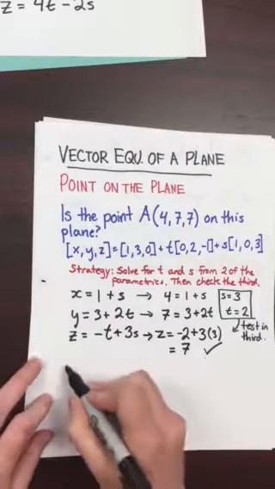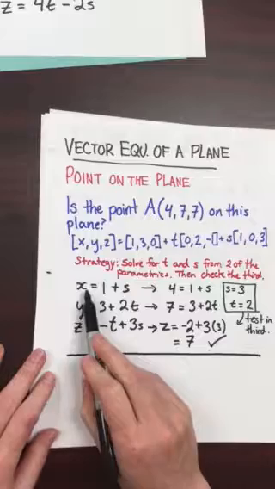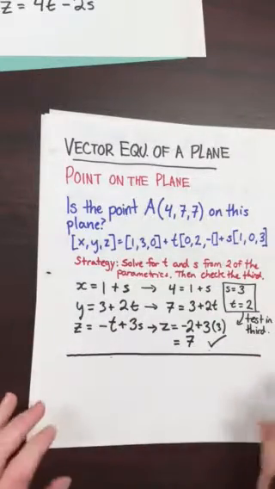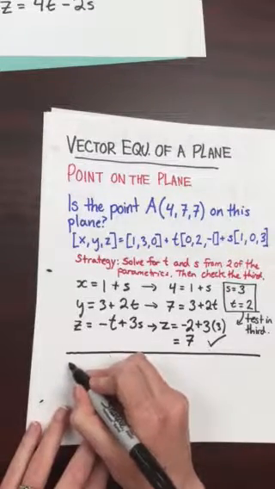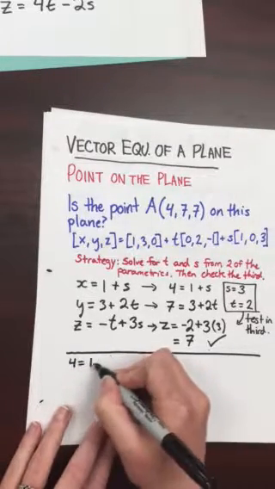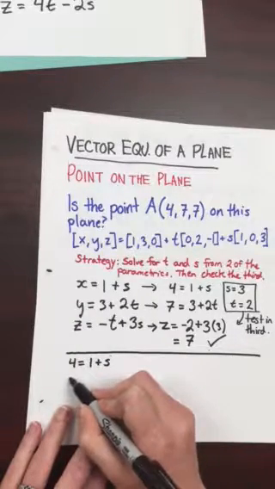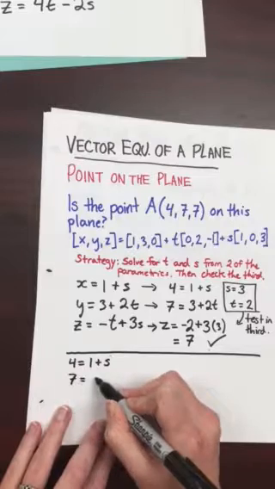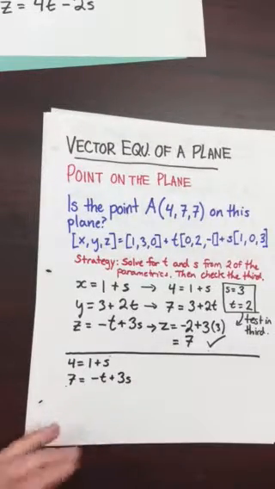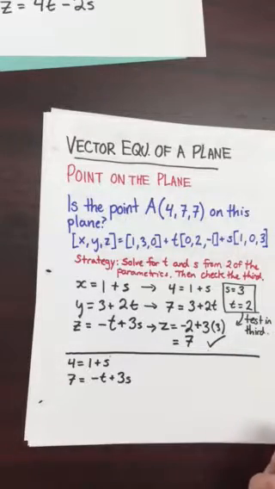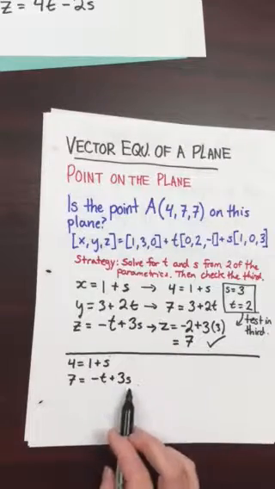Just to show you how I could do that if it was a little more difficult, let's try starting with parametric equations x and z instead. We could still do it that way as well. So if I have x, the 4 is equal to 1 plus s, and I have z, the 7, is equal to negative t plus 3s. Here, I actually have to do a little bit of combining equations. I can't start with the z equation right away and be able to solve for s or t.